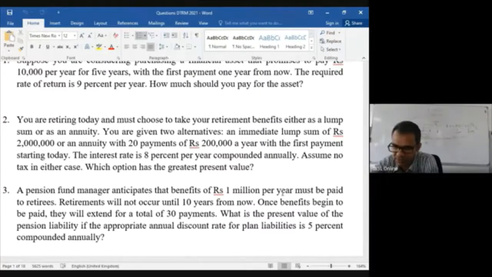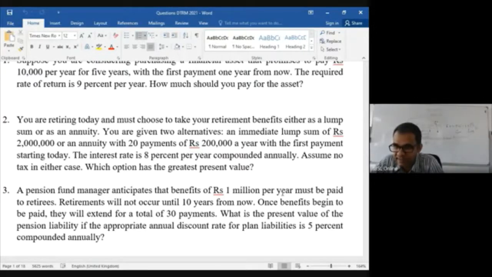So how do you compare that? Bring all these cash flows into one point in time. So in this case, we bring it to today, present value. So calculate the present value, then compare it, which gives you the highest present value. Clear? That's what you have to do.